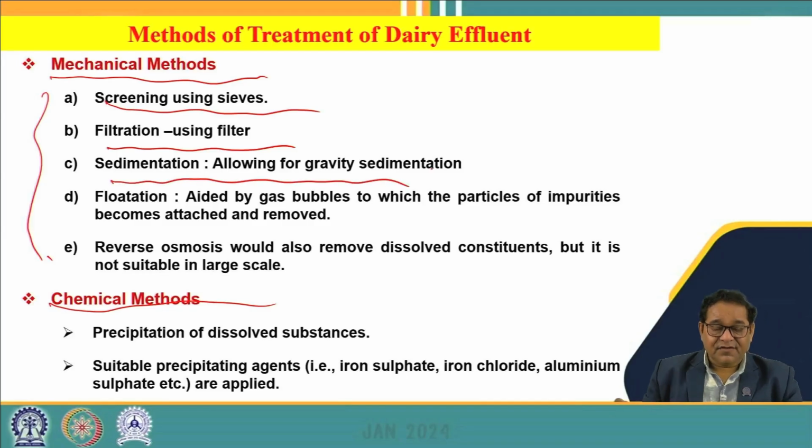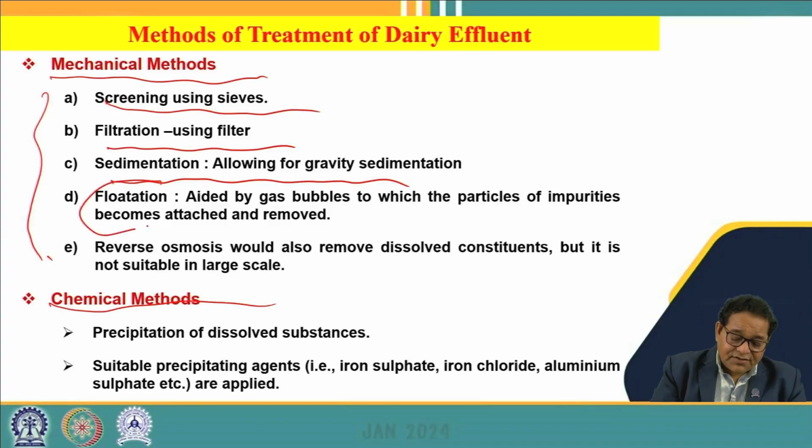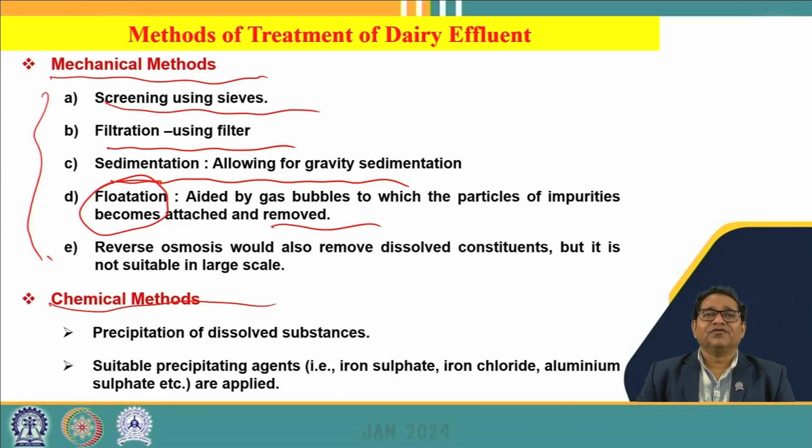Then there are sedimentation tanks, which are also used for removal of inorganic impurities of settleable nature, using the gravity separation process. Flotation is also used as a mechanical method for removal of fat, oil and grease, which are present as floating impurities in the wastewater. They are aided by gas bubbles to which the particles of impurities become attached, and they get floated onto the surface and finally removed.